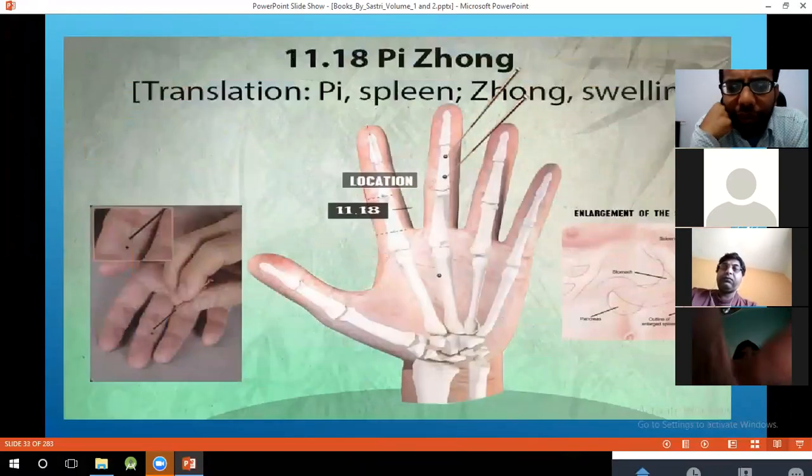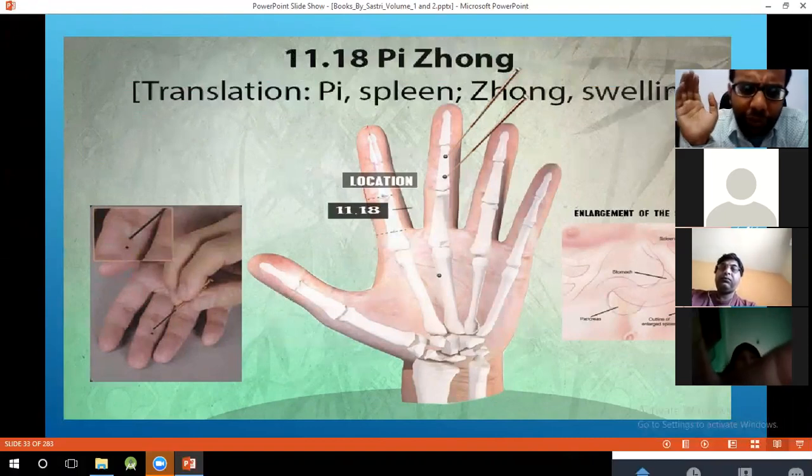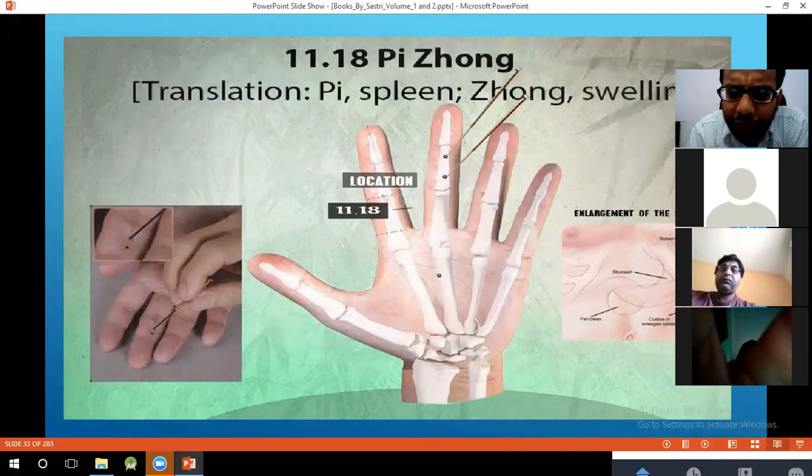Then comes 11.18. 11.18 is called Pi Zhong. Pi means spleen and zhong means swelling. So whenever there is swelling, as in splenomegaly, you can see 11.18 plays an important role. It is in the second plenum. And here you can see it's just above the bone, a 1 into 2 point unit.